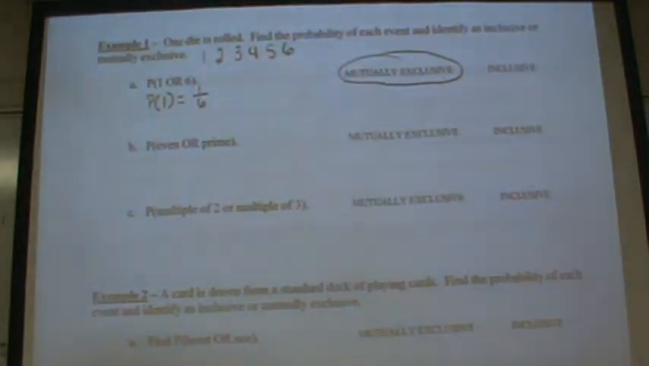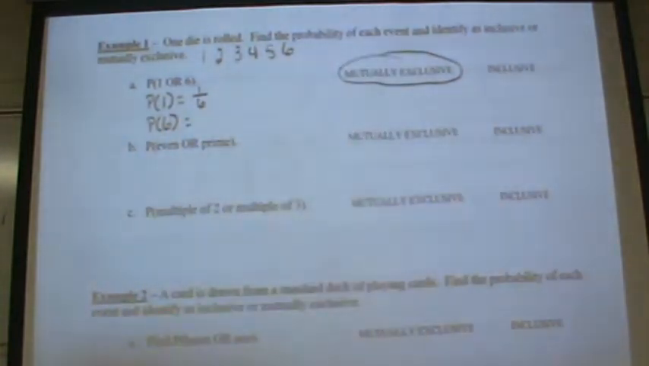1 out of 6. Yeah, so you can only get a 1 once, and that's out of your 6 different options. So your probability is 1 out of 6. And then we also need the probability of rolling a 6. So what's our probability for rolling a 6? 1 out of 6 again, because there's only 1 six on a die.